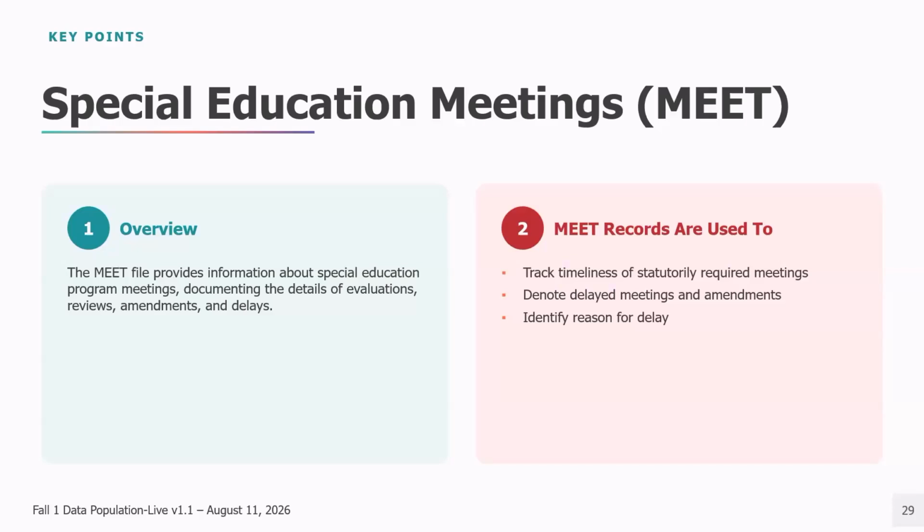For CALPADS reporting, LEAs should submit the MEET record with the date the meeting was initiated, even if the meeting is incomplete at the time, and additional meetings are scheduled to finalize the IEP.